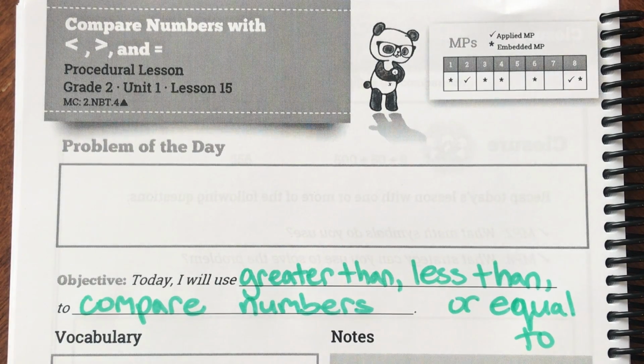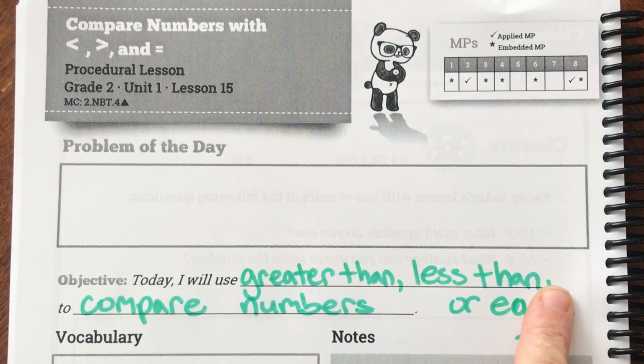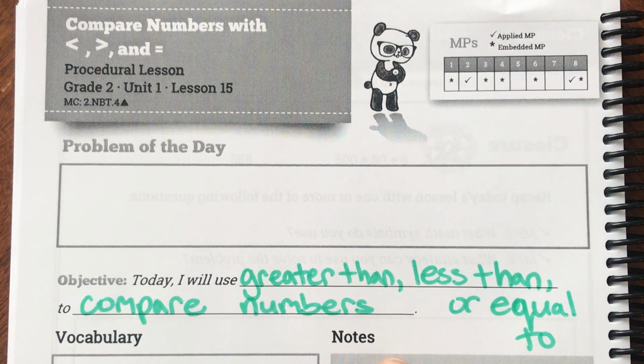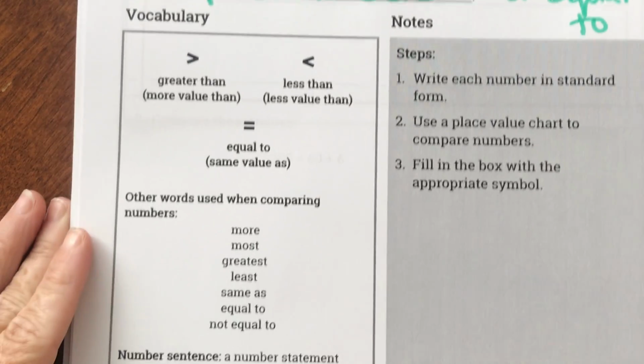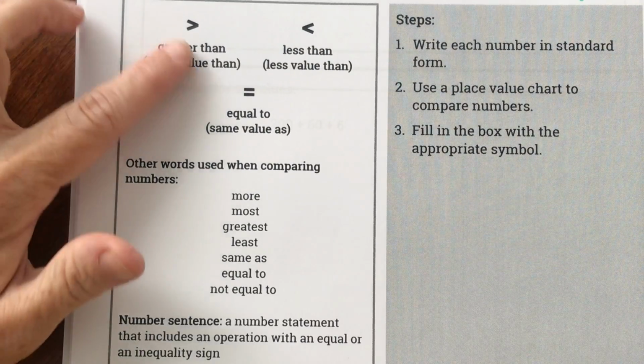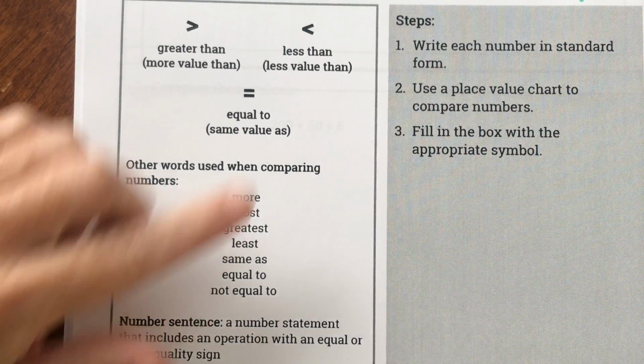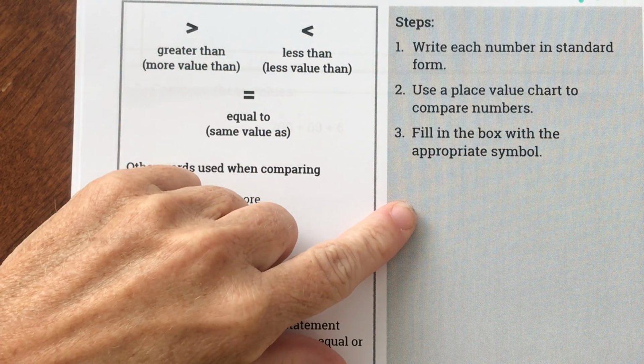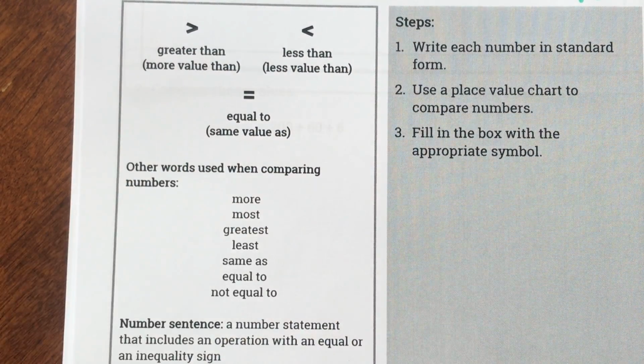Okay, so let's read this one more time together. Today I will use greater than, less than, or equal to compare numbers. So we're going to be continuing with what we've been doing. In our vocabulary, we don't have anything brand new. And in our steps, they do tell us how to do it, friends, but we've learned a lot of different strategies of how to do this. So today we're going to practice a few of those different strategies.